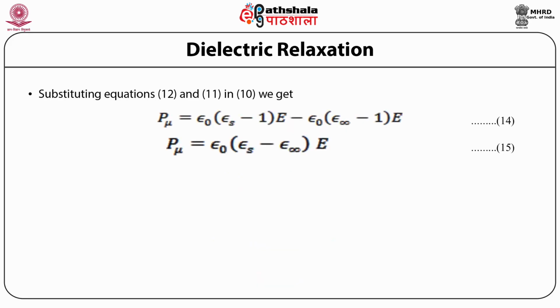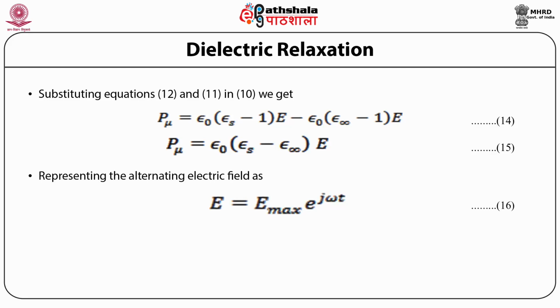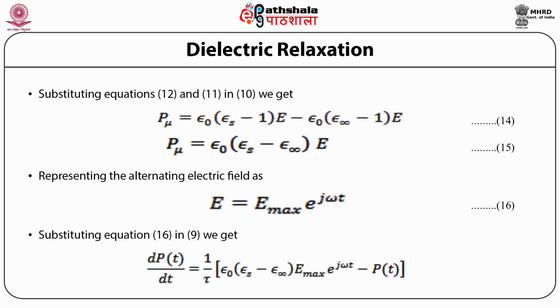Substituting equations 12 and 11 in 10, we get P mu is equal to epsilon 0 into (epsilon s minus 1) into E minus epsilon 0 into (epsilon infinity minus 1) into E, or P mu is equal to epsilon 0 into (epsilon s minus epsilon infinity) into E. Representing the alternating electric field as E is equal to E max exponential of j omega t, and substituting equation 16 in 9, we get dP(t) by dt is equal to 1 by tau into [epsilon 0 into (epsilon s minus epsilon infinity) into E max into exponential of j omega t minus P(t)].